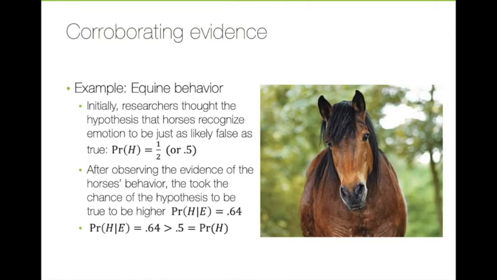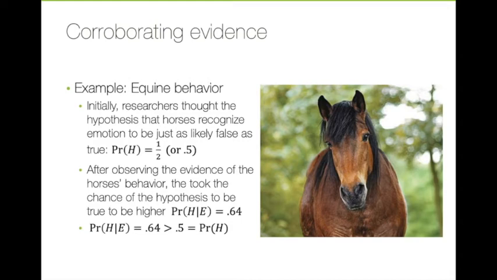Let's compare the prior probability and the posterior probability in the equine behavior example. Remember that initially researchers thought the hypothesis that horses recognize emotion to be just as likely false as true. They just didn't have any real evidence one way or the other, so they thought the hypothesis could just as likely be true as it was false. So they gave the probability of the hypothesis as just 0.5.